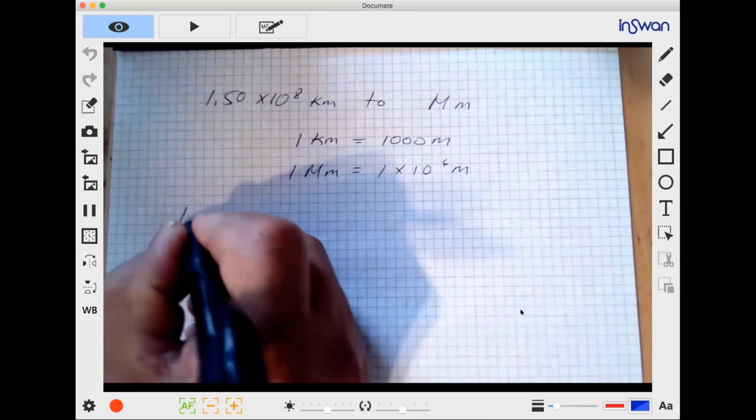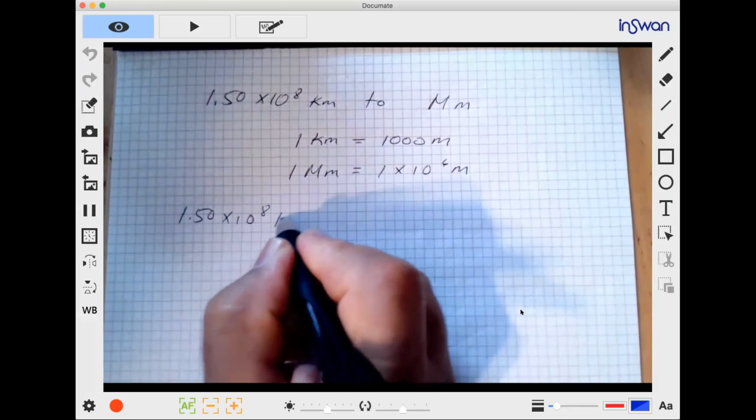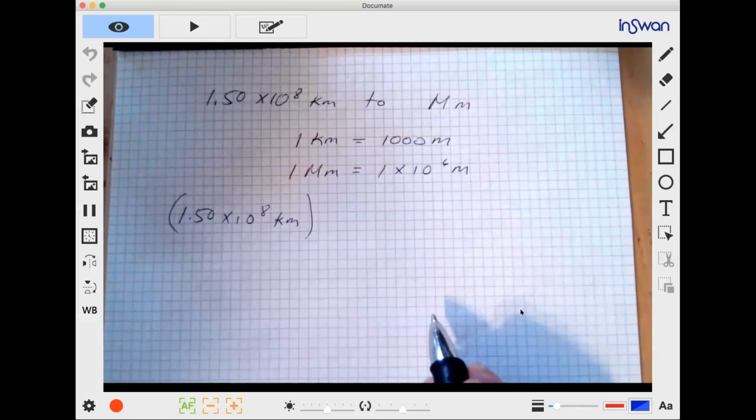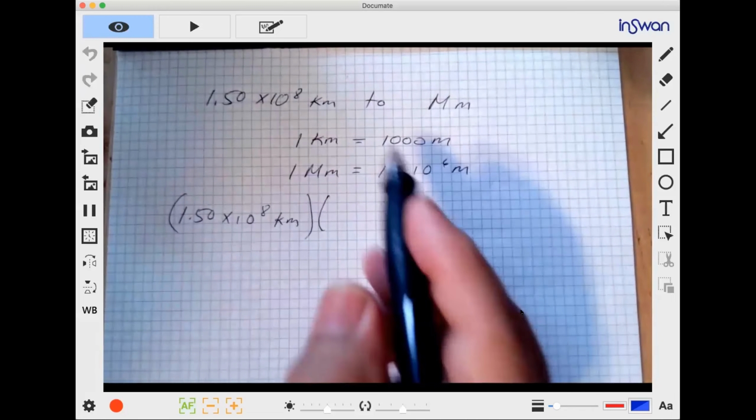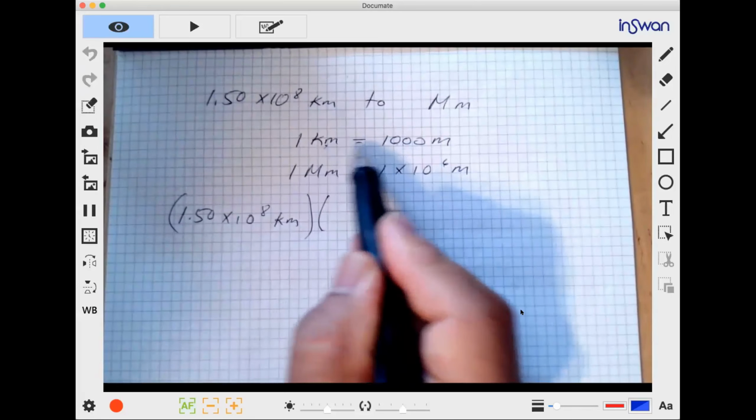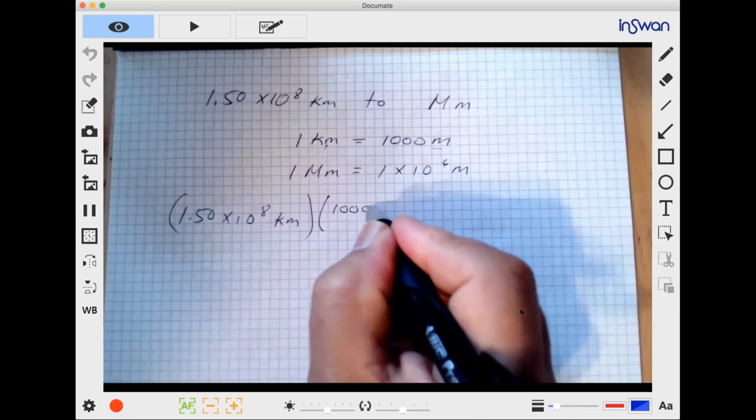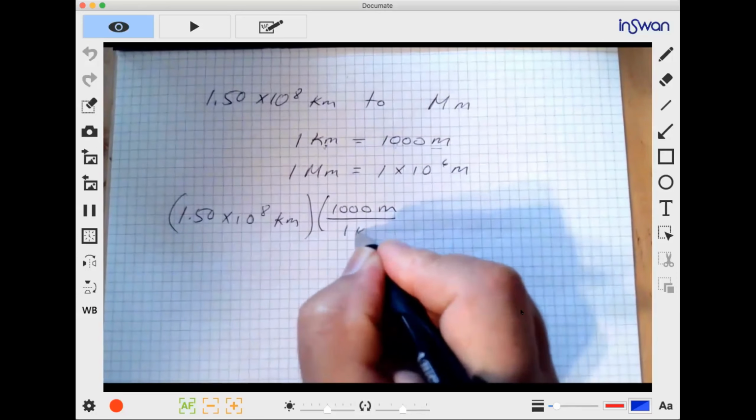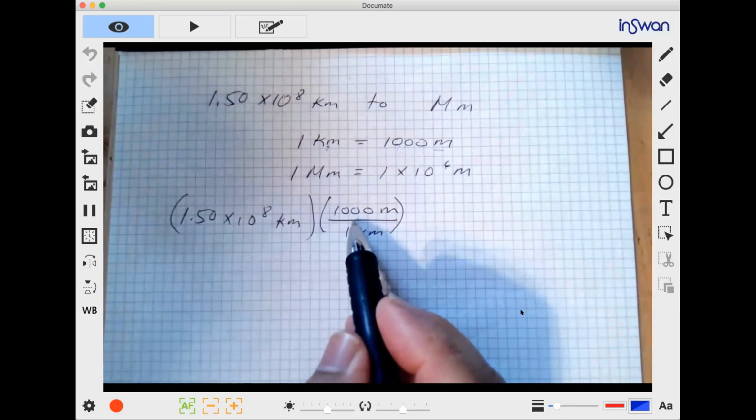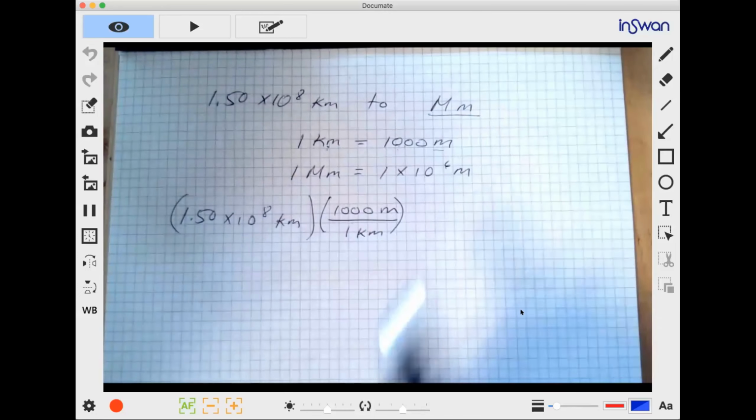So we're gonna start with 1.50 times 10 to the 8th kilometers. The first thing we need to do is go to the base unit, to meters. So we're gonna multiply that by 1 conversion factor coming out of this equality, and the one that has the units that I wanna keep, meters, on top. So 1,000 meters divided by 1 kilometer. Now, if I were to just stop here, I would have my answer in meters, but the problem wants megameters. So I need to keep going.